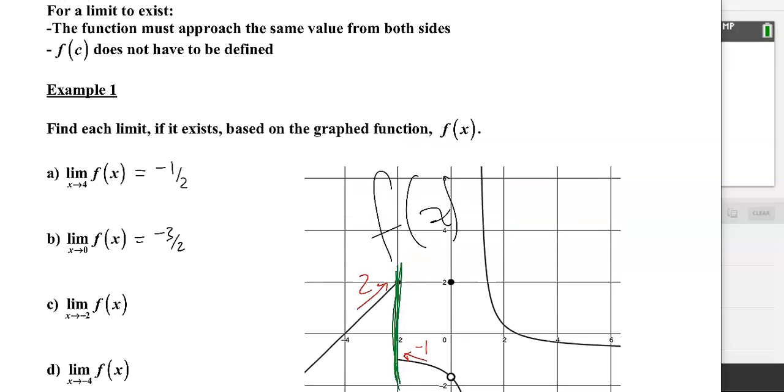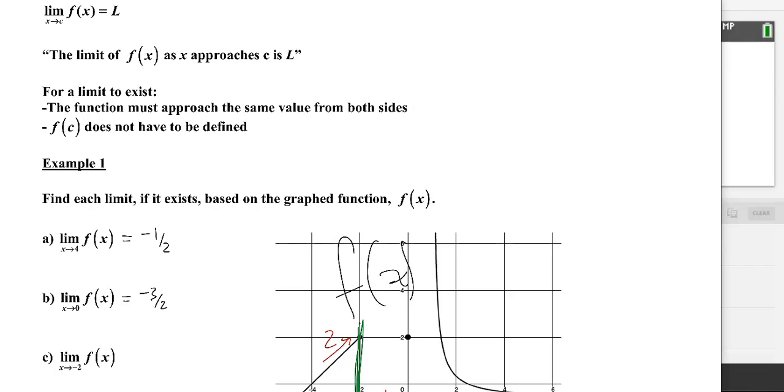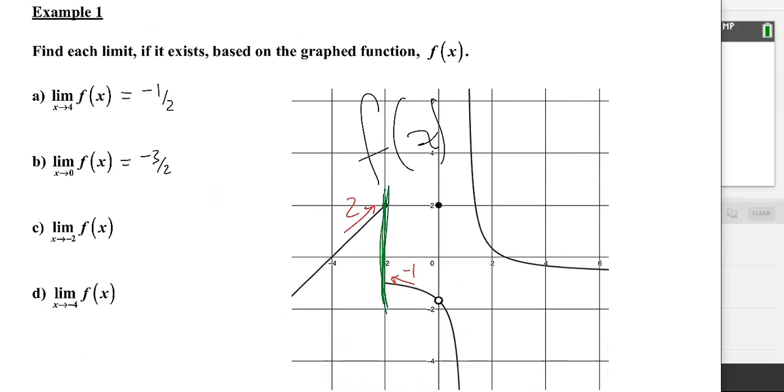Now here's the thing. In order for this limit to exist, because it just says -2, the function must approach the same value from both sides. It approaches 2 from the left, it approaches -1 from the right. So since 2 is not equal to -1, I would say this limit does not exist.